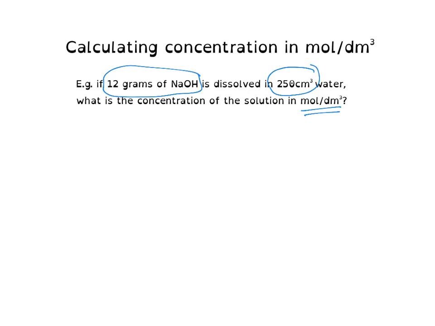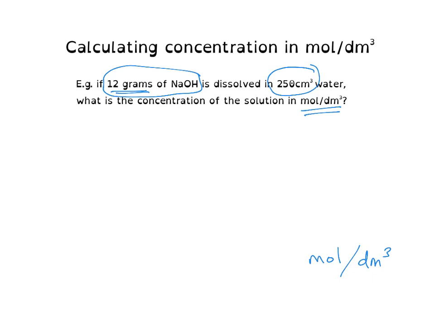Well, this would be probably at least a 2, if not a 3-mark question, because the first thing here is I've got 12 grams of sodium hydroxide, but there's nothing in grams on this unit here. I want my answer to be moles per dm cubed. So, first thing I'm going to do is work out number of moles in 12 grams of sodium hydroxide.